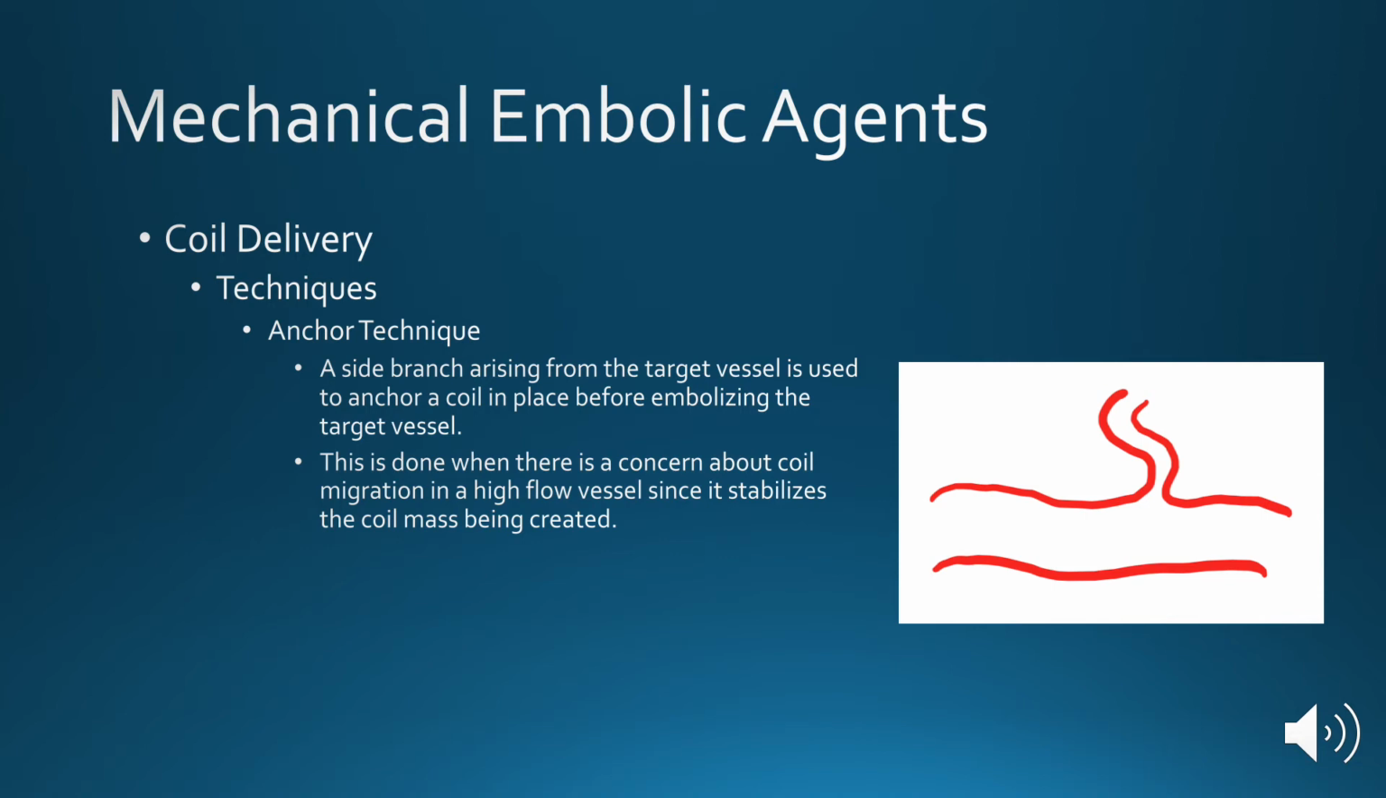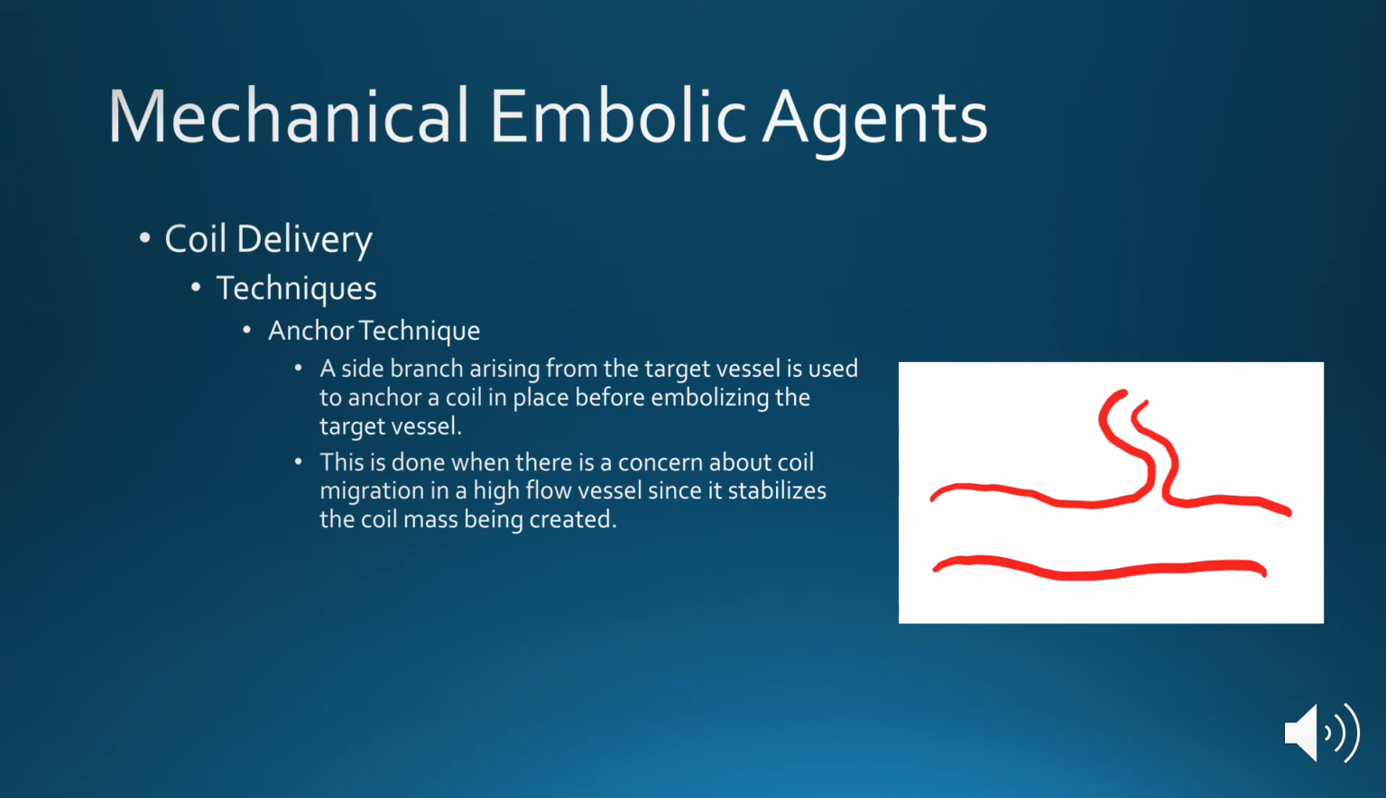Another technique that's been described is the anchor technique. This is typically used when there's concern about coil migration in a high-flow vessel, because it can stabilize the coil mass that's being created. The way this is done is you look at a side branch arising from the target vessel, and you use that side branch to anchor a coil in place before embolizing the target vessel.